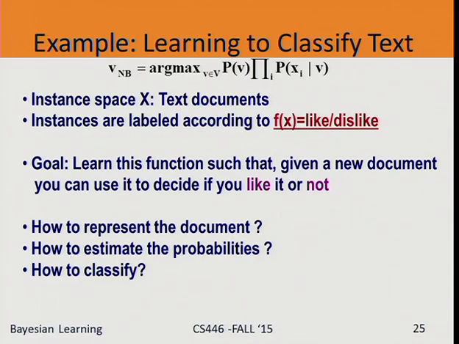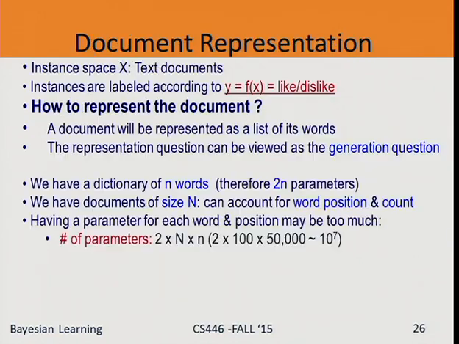Order of the words, right? So you just tell me whether a word is in the document or not. You don't know where, you don't know relative position. What else are you missing? Multiplicity. So if a word appeared multiple times, we don't represent it. And this is really the simplest way to do it. So a dictionary of n words, therefore, 2n parameters, right? The probability of this word being there in a like document or in a dislike document.